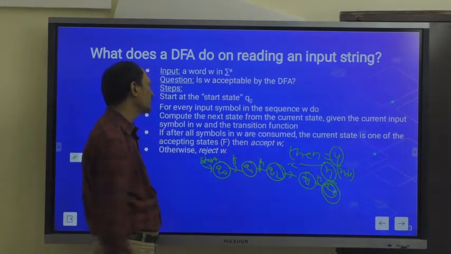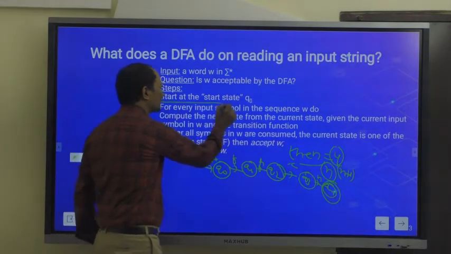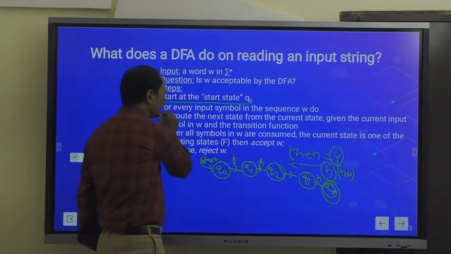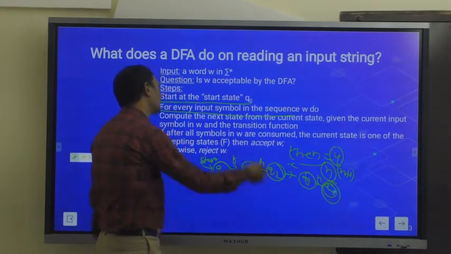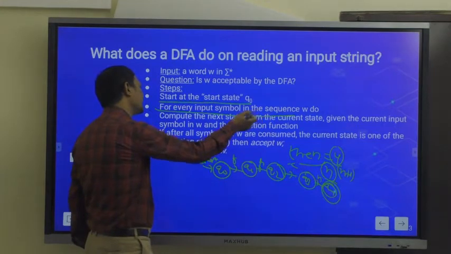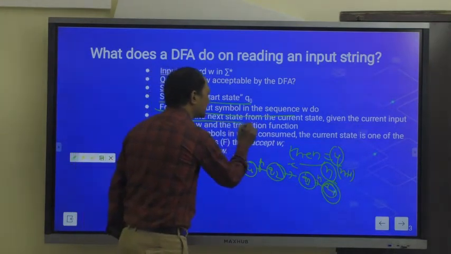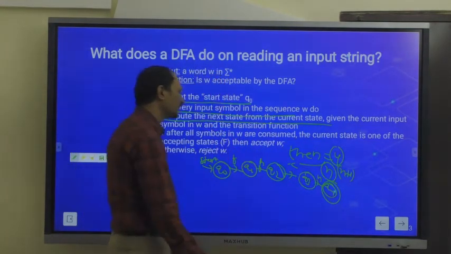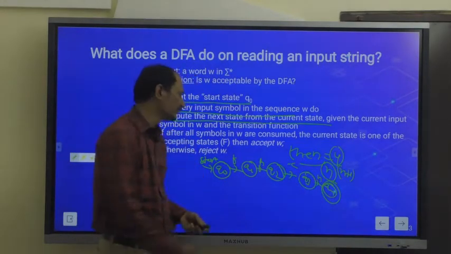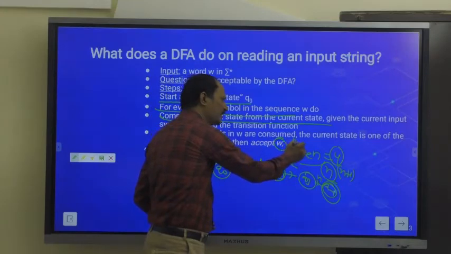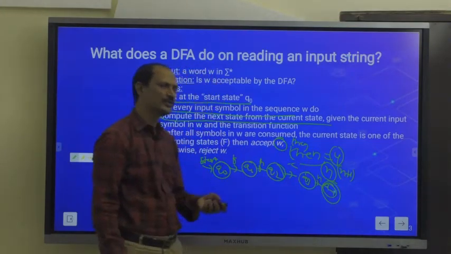So this is about the procedure. We are going to start at the starting state Q0. For every input symbol, meaning T, H, E, N of the string W, meaning then, we are going to compute the next state from the current state. In that way, we are going to check whether the string W, meaning then, is accepted by the DFA or not.